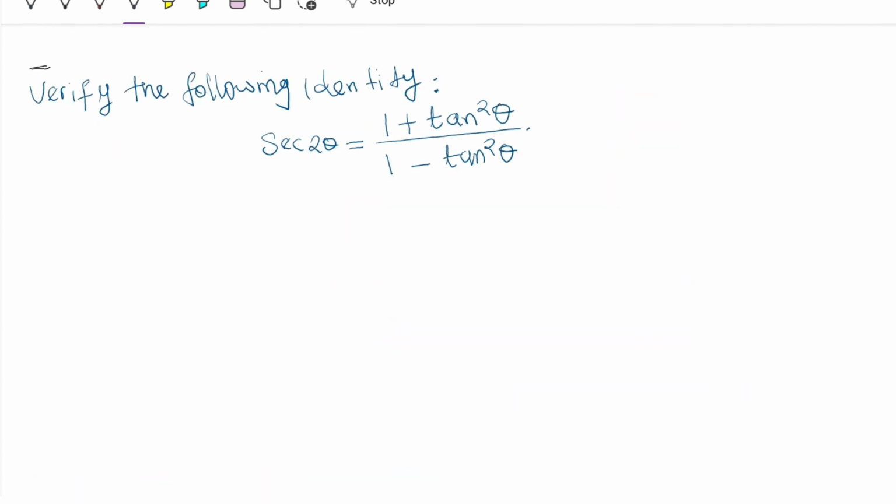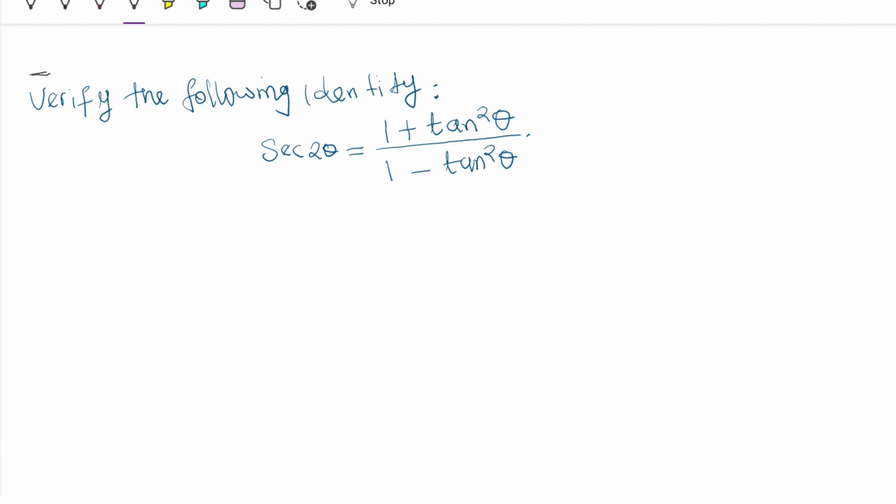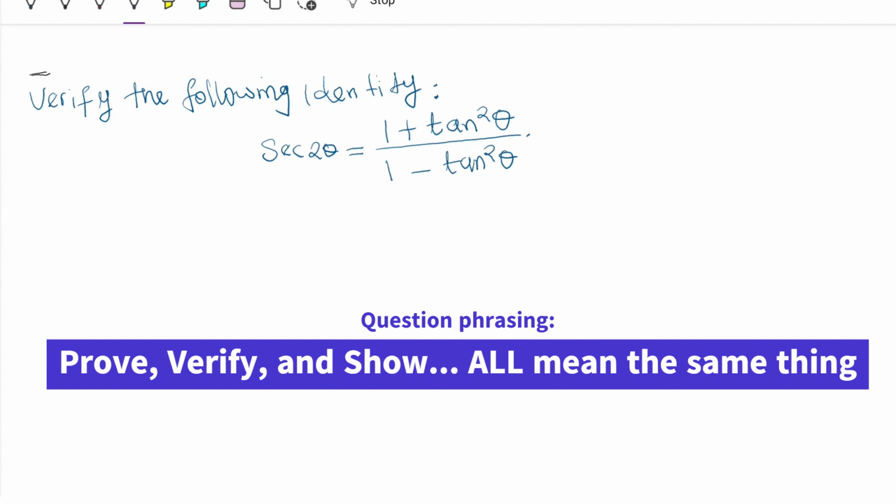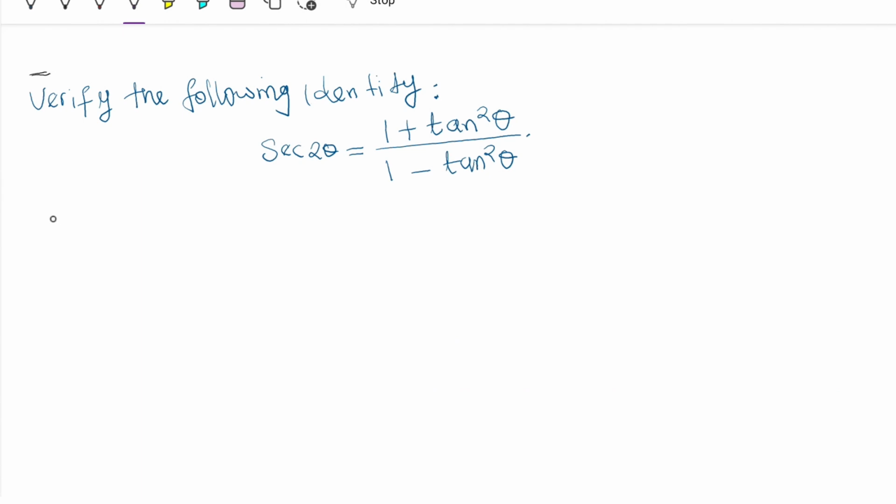Very good. This is a very exciting flavor. We have the following. This is secant 2 theta is equal to 1 plus tan squared theta divided by 1 minus tan squared theta. So what are we going to do? If you want, you can move from right to left or left to right. So I decide to move from left to right and see what is going to happen. So again, I will say recall.